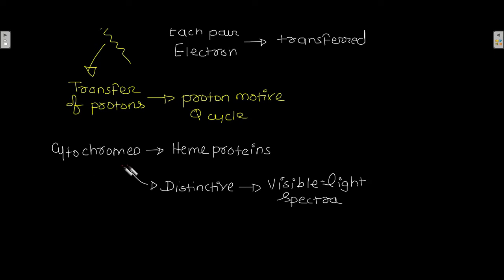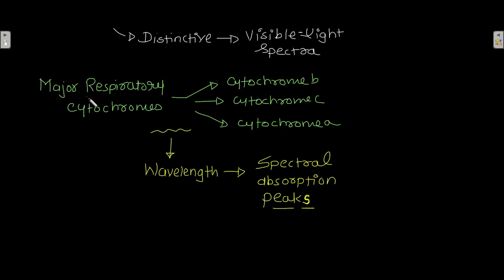Now the cytochromes are the heme proteins which have distinctive visible light spectra. Now the major respiratory cytochromes are classified as cytochrome B, cytochrome C and cytochrome A, and this classification is based on the wavelength of the spectral absorption peaks. Okay, on the basis of the wavelength of spectral absorption peaks, these major respiratory cytochromes are classified as cytochrome B, cytochrome C and cytochrome A.